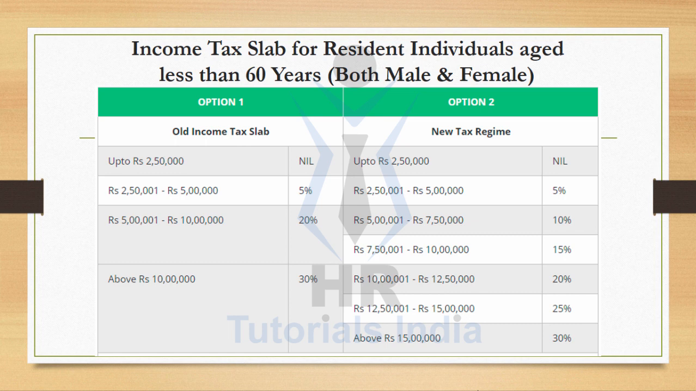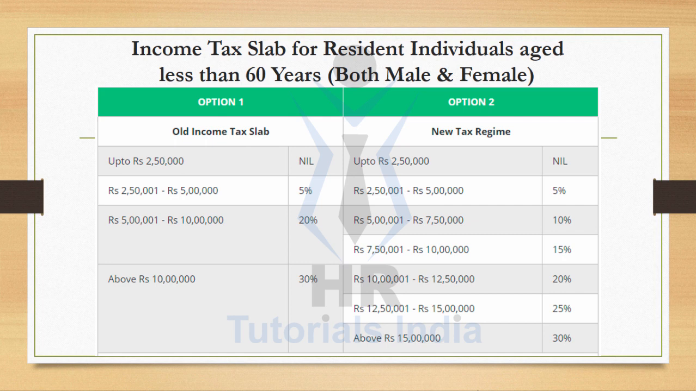The new income tax slabs have two options, that is the old income tax slab and the new tax regime. Let us discuss the old income tax slab for individuals whose age is less than 60 years. Up to 2,50,000, the income tax percentage is nil. From 2,50,000 to 5 lakhs, it is 5%. From 5 lakhs to 10 lakhs, it is 20%, and above 10 lakhs, it is 30%.